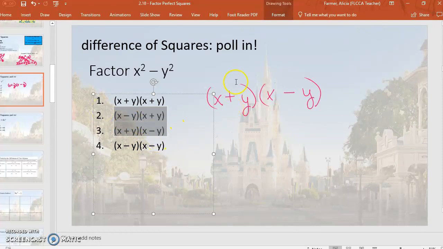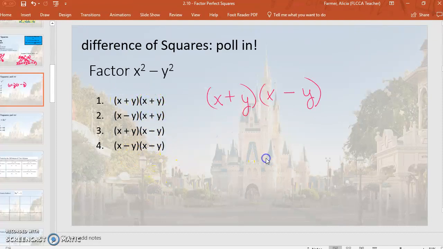They're both right because it doesn't matter if you put the plus sign in the first parenthesis or the second one, as long as you know that they both can't be the same. So they both can't be plus signs, they both can't be minus signs.